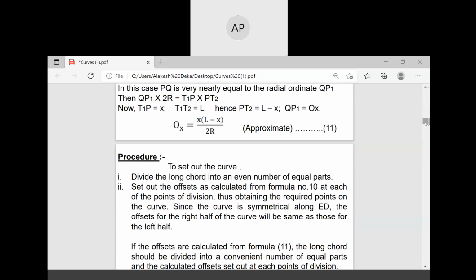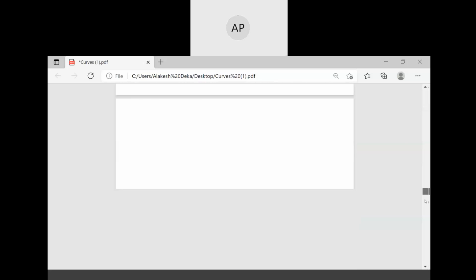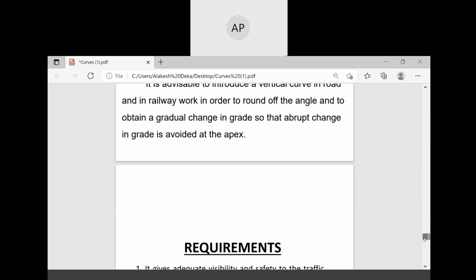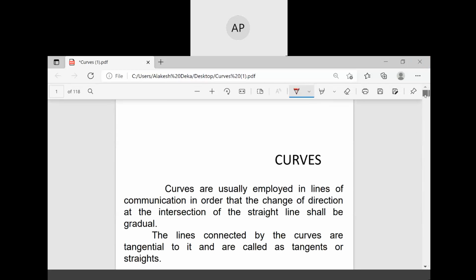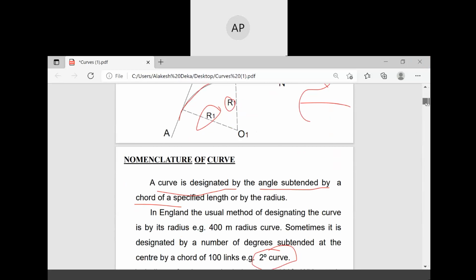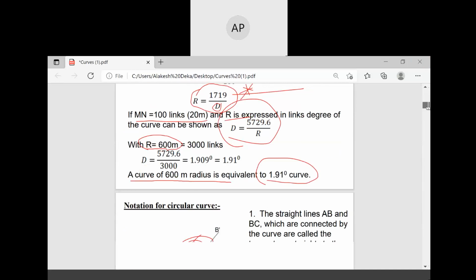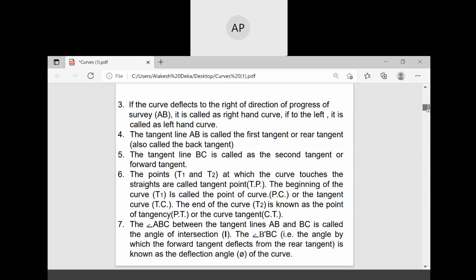There is a procedure for how to set a curve. If the curve deflects to the right of the direction of progress of the survey, it is called a right hand curve. So basically, the definitions about curves are given here.